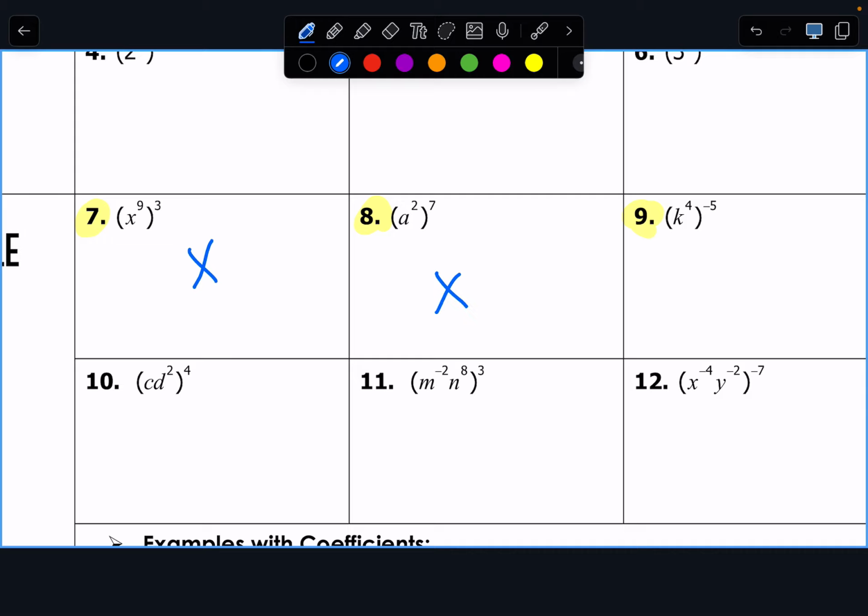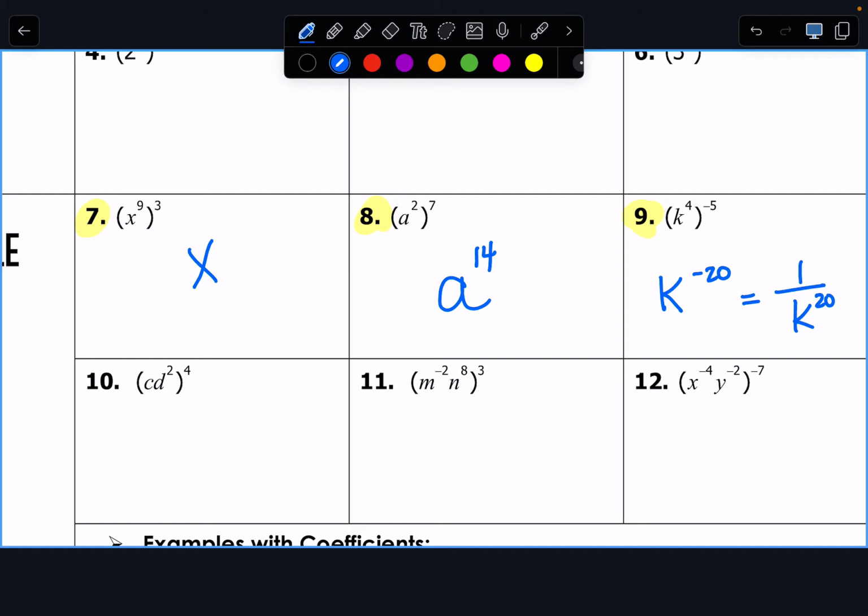Carlos, what about number 8? X to the what? Excuse me, that's an A. A to the what? 14. A to the 14th. 2 times 7 is 14. Okay. Sammy, what's the new exponent for number 9? Negative 20, but we can't leave negative 20, so we have to put 1 over k to the 20th. Okay? Circle back to you, Landon.